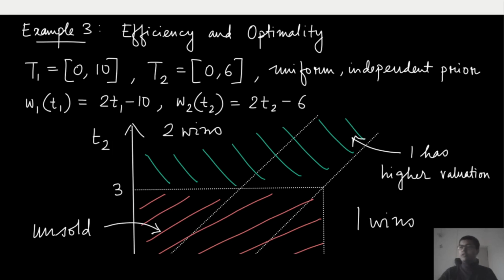So let's do a very similar exercise. I'm skipping the details, but suppose there are two players, with types between 0 to 10 and 0 to 6 respectively, and a uniform and independent prior. Therefore the virtual valuation you can compute, and it will be of this form.